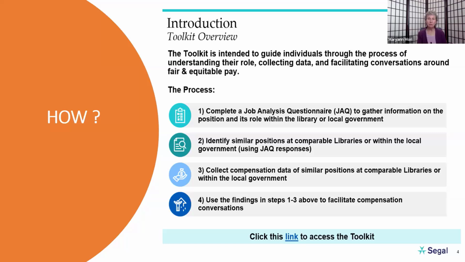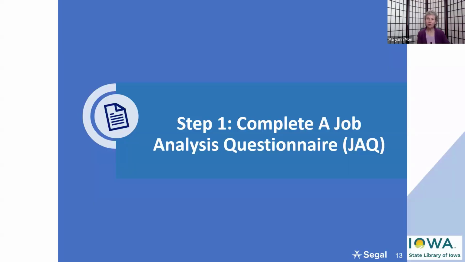So you're first going to complete that JAQ, Job Analysis Questionnaire. You'll then identify and review similar positions in your area. You will collect the compensation data from those other positions that you reviewed, and you will finally compile your findings into talking points. These next slides will be taken predominantly from the Siegel Corporation slides that they demonstrated to the state library staff. That's why they look a little different.